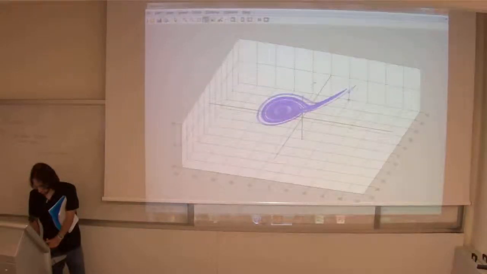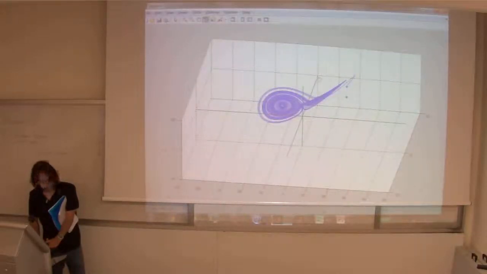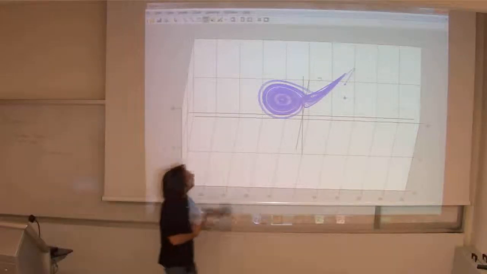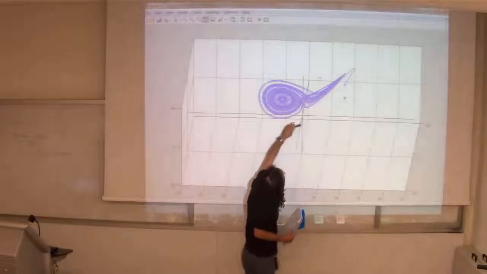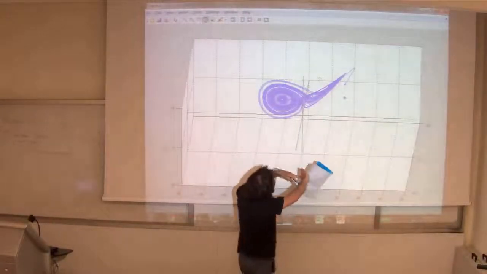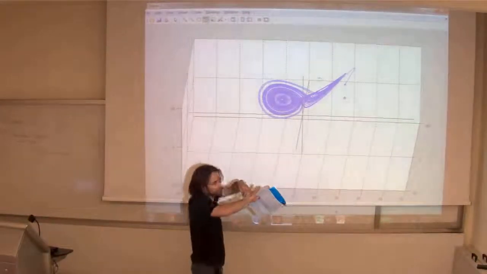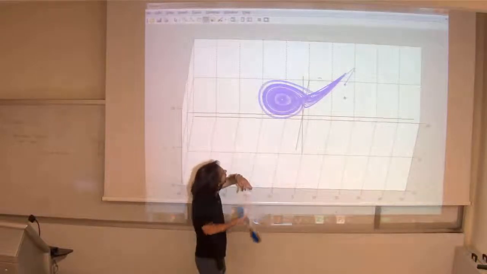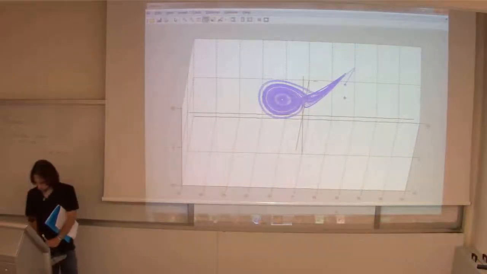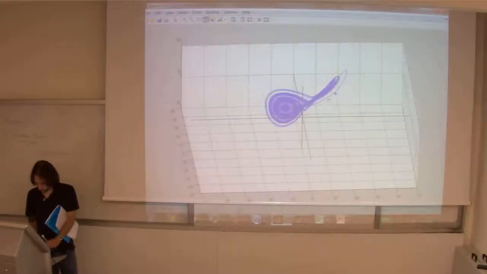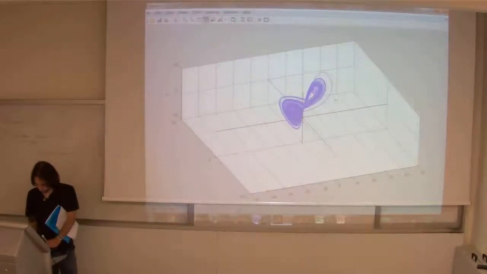So I'm rotating it, and you see it looks like there are two lobes, two wings, and they're not perpendicular, but they're not on the same plane. And each one is filled with these spirals.